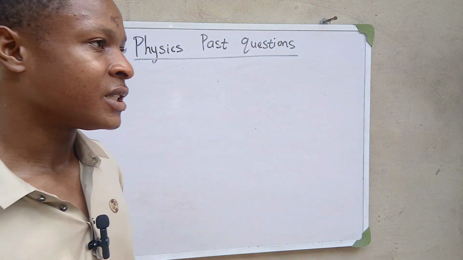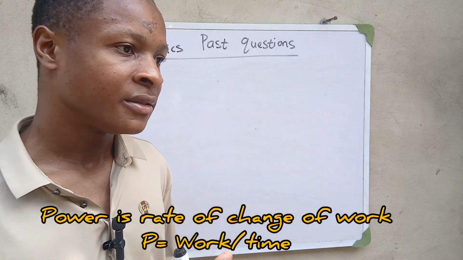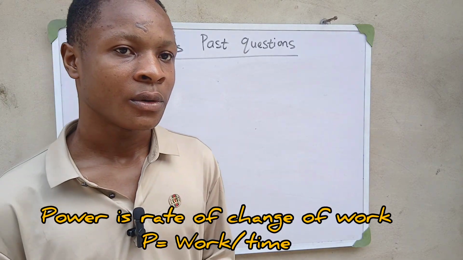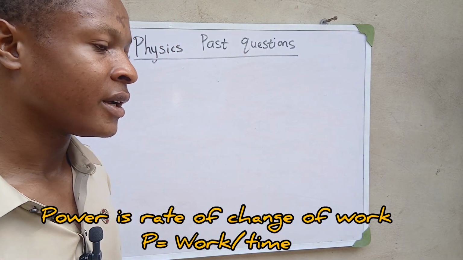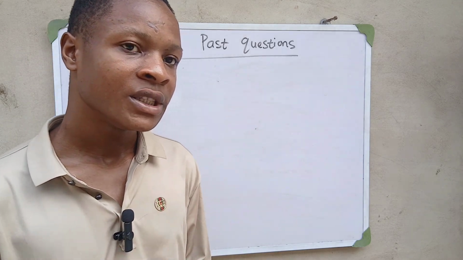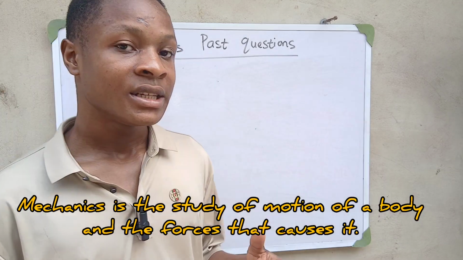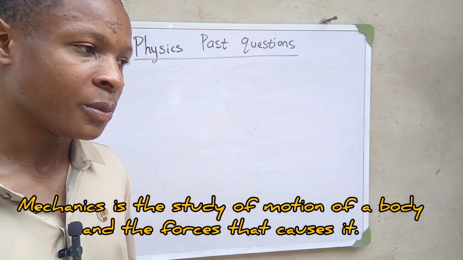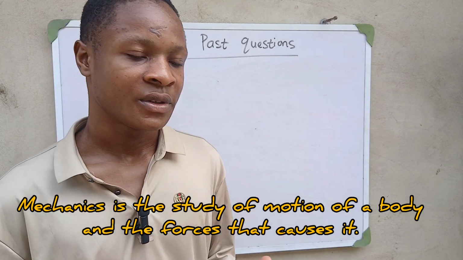So now what is power? Power is the rate of change of work. So power is work over time. Then what is mechanics in physics? Mechanics is the study of motion of a body. So that is what mechanics in physics is.